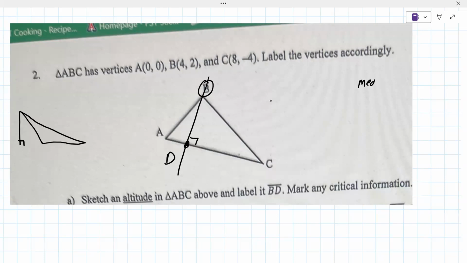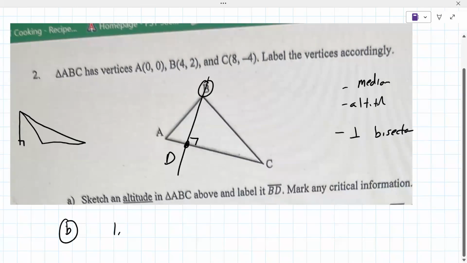median, altitude, and perpendicular bisector. This is probably the most difficult one to do. It requires you to first, so we're now doing part B.